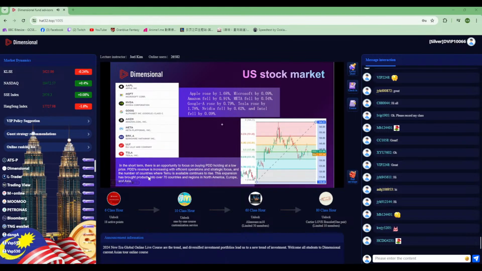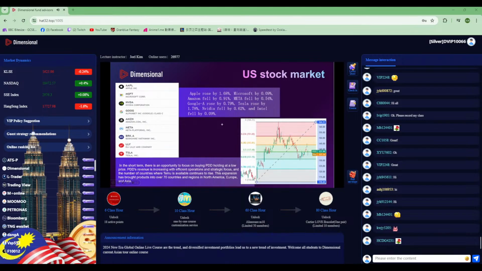All right, as the bets on Trump's return to the White House have increased, stocks like PDD Holdings and Baidu fell yesterday because of this. However, in the short term, there is still an opportunity to focus on buying PDD Holdings at a low price. All right, so PDD's revenue is increasing with efficient operations and a strategic focus. And the number of countries where Temu is available continues to rise.